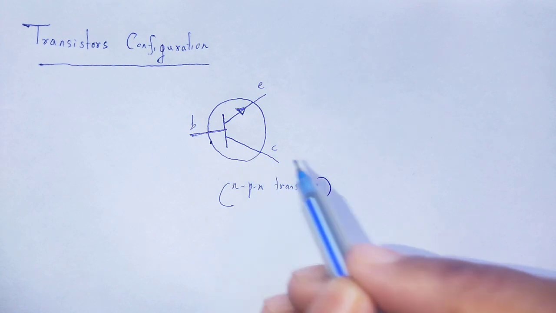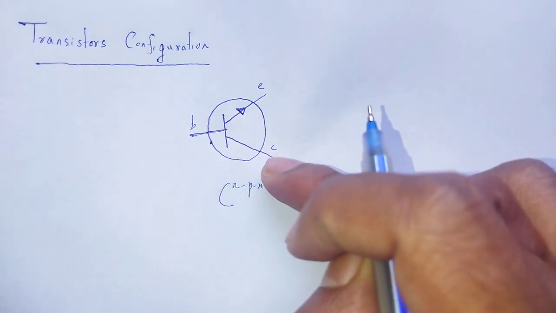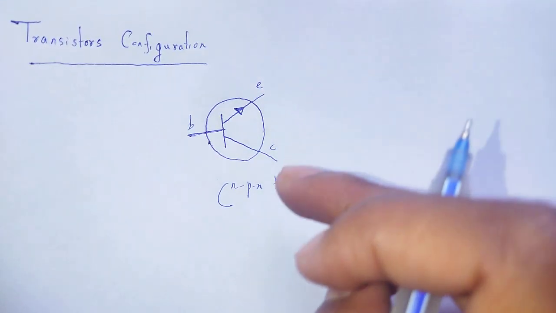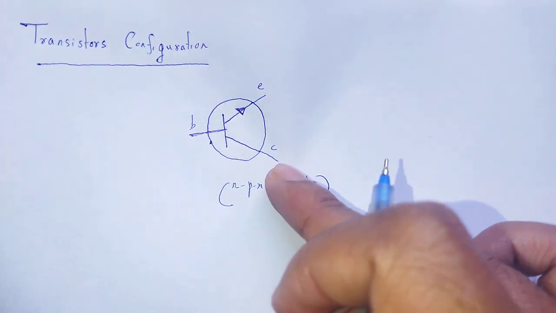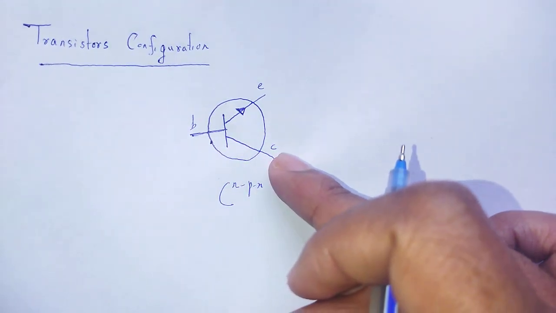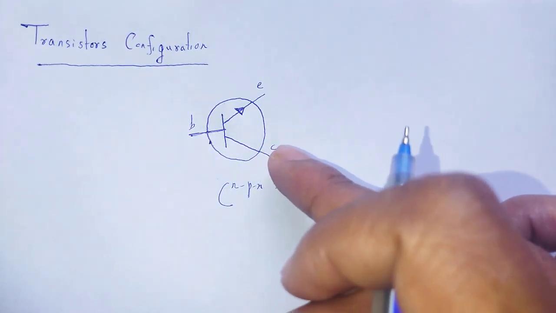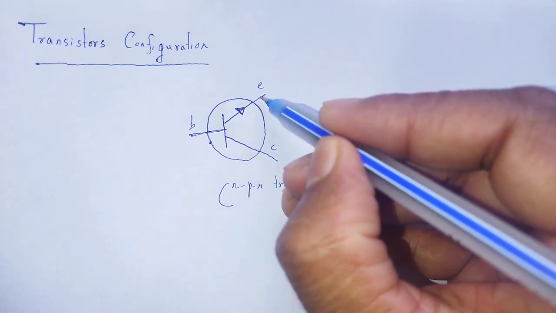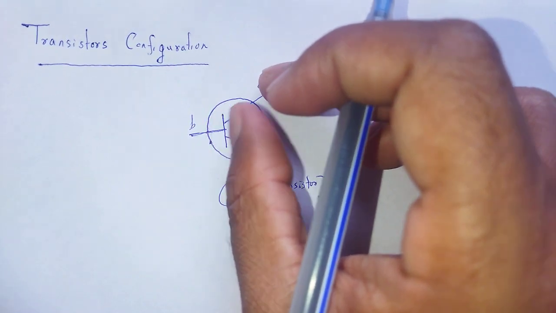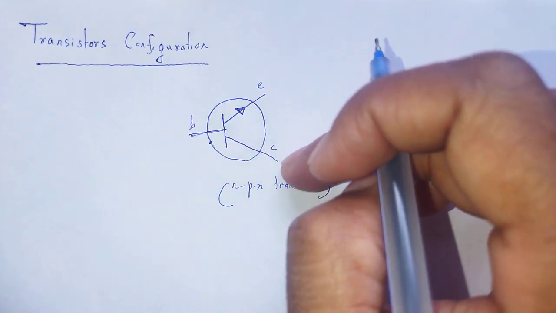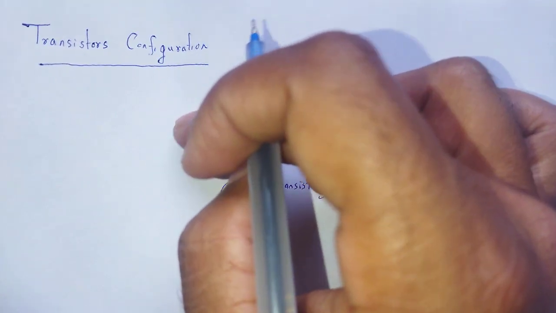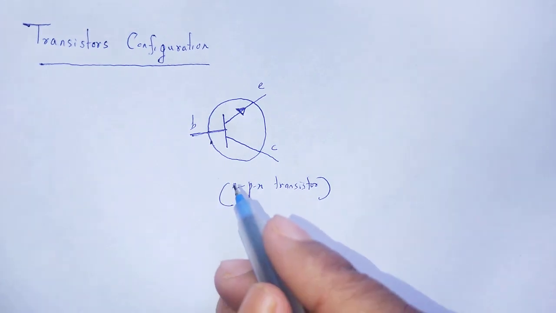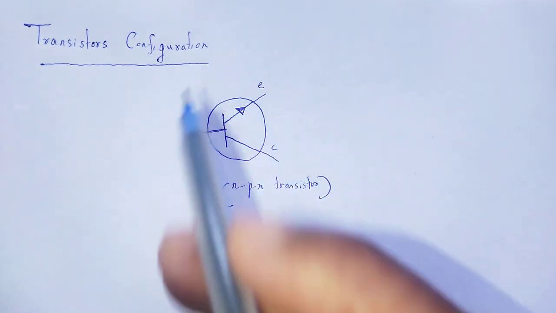Similarly, if I connect taking collector as common, a connection of collector to emitter and a connection of base to collector, then it is termed as common collector configuration. Like this way, taking emitter as common, so a connection towards emitter to collector and emitter to base, then it is called as common emitter configuration. On that basis, transistors are configured.